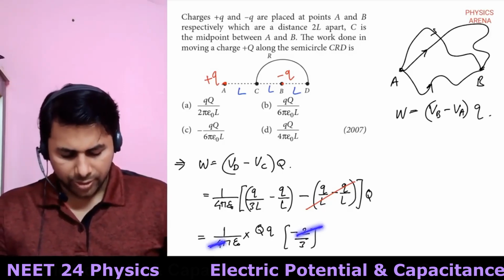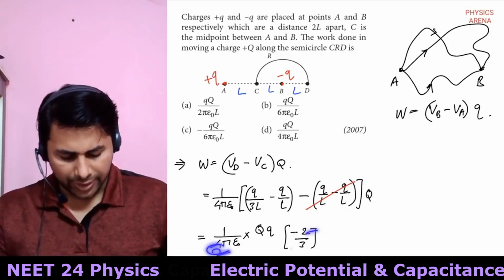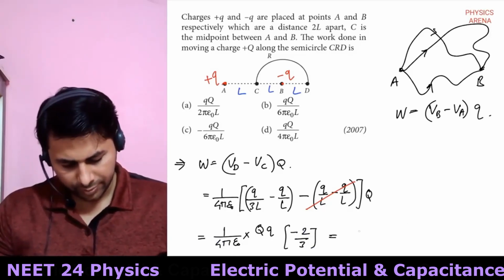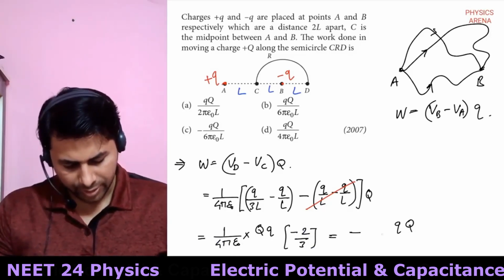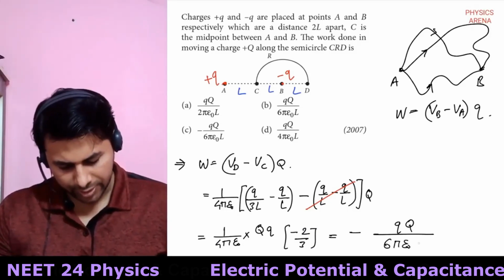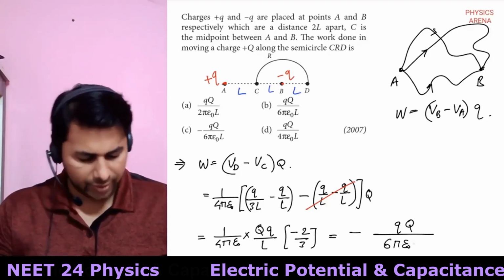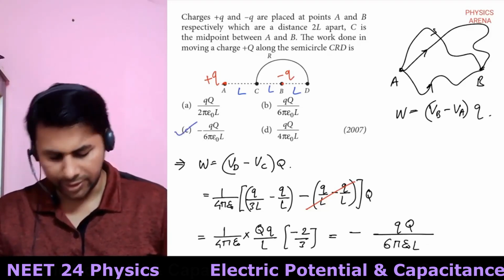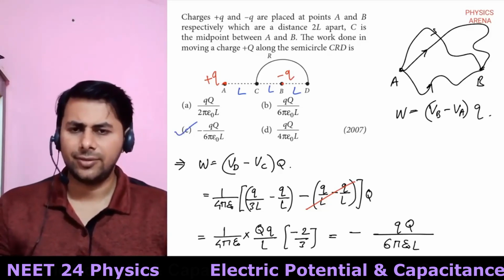2 and this is 4. So 4 by 2 will give you 2. 2 times 3 is 6. Okay, so this is equal to minus of q upon 6 pi epsilon naught, and L was also there. So this is the answer, option C. This is clear?